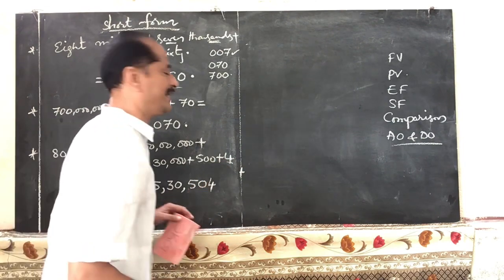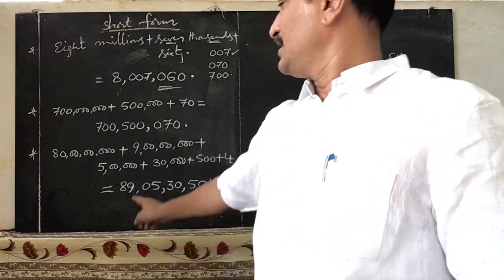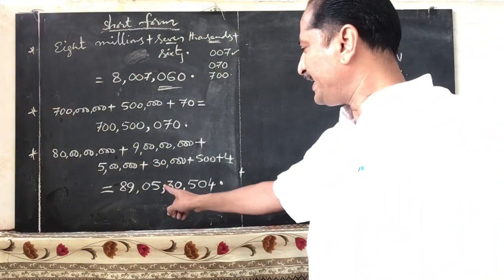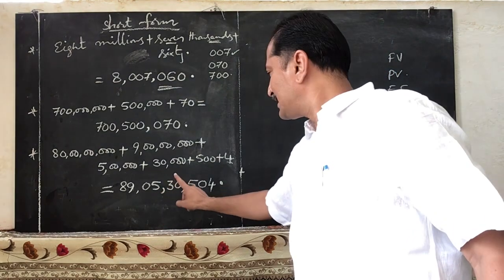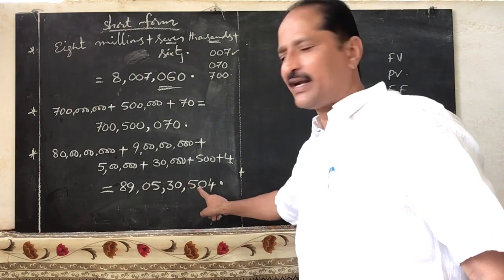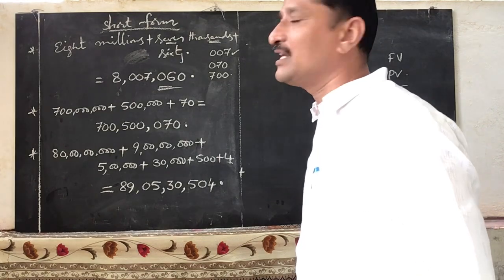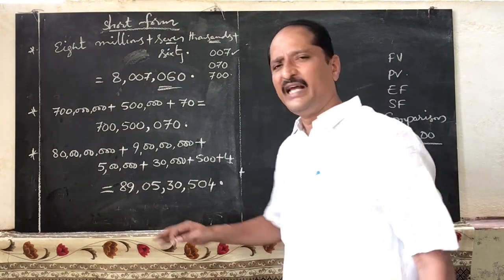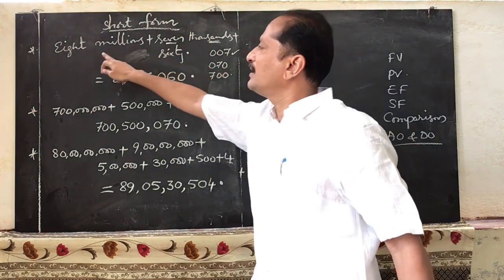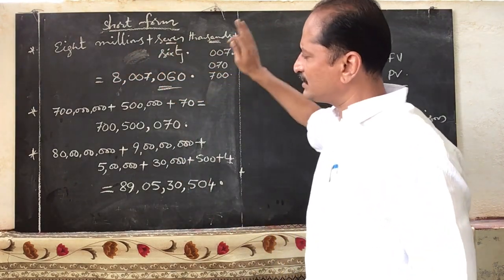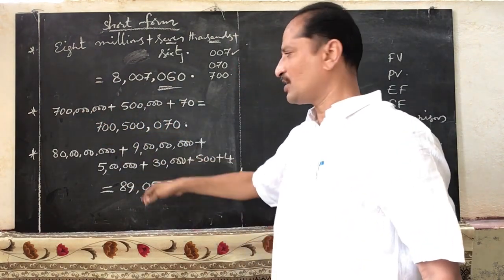So 504, full stop. So this is writing in short form. 89 crores 5 lakhs 30,504. In this way you can find out the short form for any number in any system. So that is short form. They can give 80 millions like this, or like numerals, or like the short form also they can give.